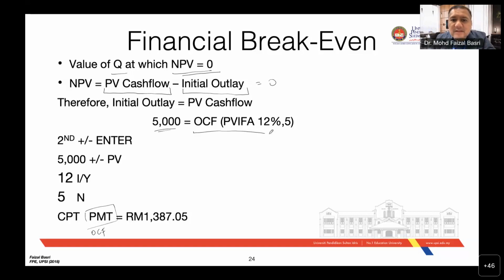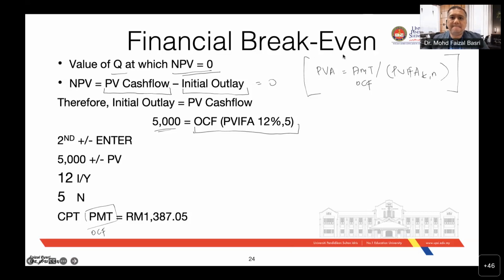So therefore, we want to find the present value of cash flow. So this is the formula for present value of cash flow. You've learned this in FM. Kalau you ingat dulu dalam FM, ada time value of money. To find present value of annuity cash flows, the formula is PVA equals the amount, ataupun payment, ataupun OCF, depending on your terms, times PVIFA, present value interest factor annuity, K and N. Okay, I assume you dah tahu ni because we've learned this before. So in our case, the rate of return is 12% and the N is 5.